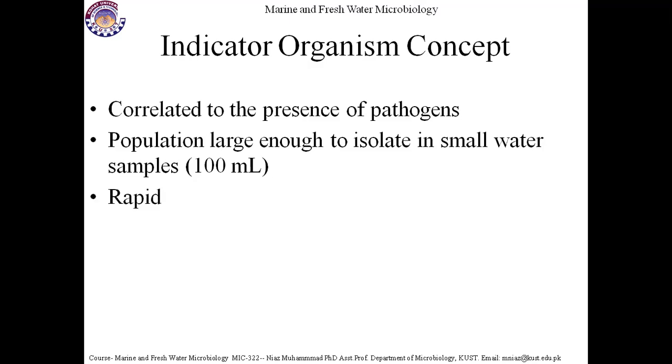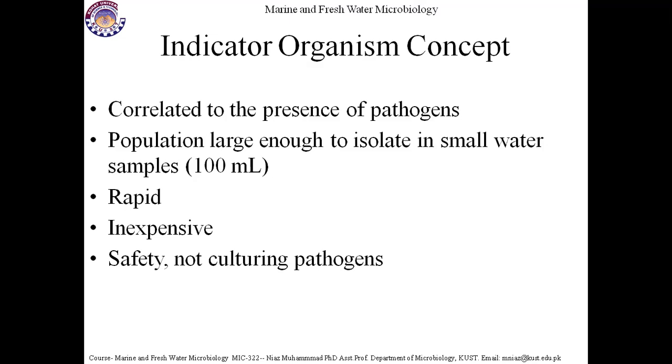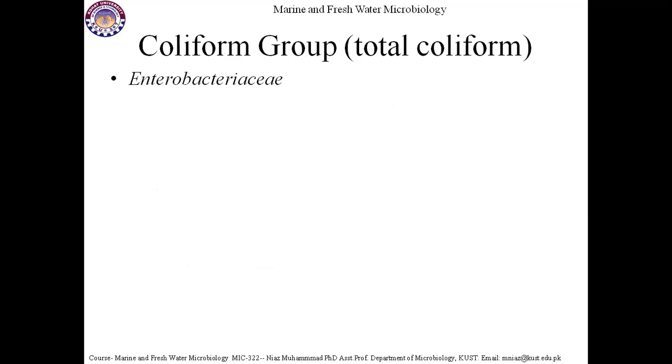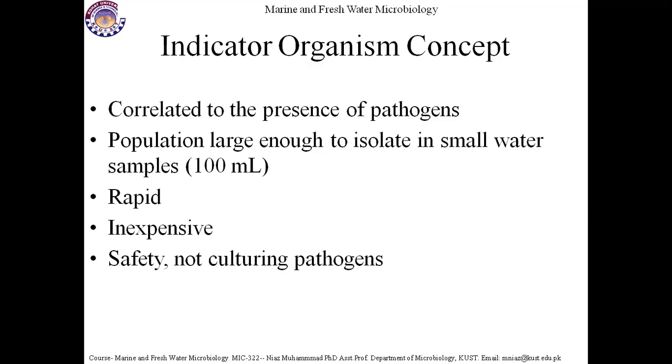And this indicator organism concept is rapid, and it is very cheap, inexpensive. It is safe, as we are not culturing pathogens; it is a normal flora of the human intestine and non-pathogenic. Therefore, it is safe for the handler, for the transporter, and for the grower. It has no negative effects. And that is the indicator organism concept.